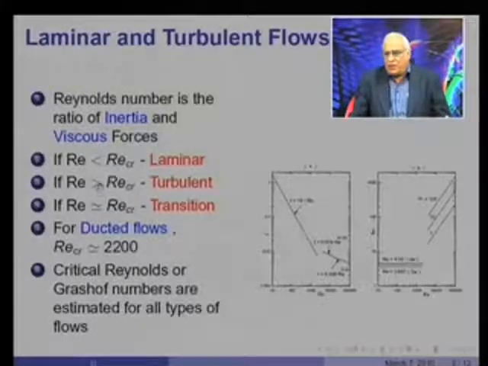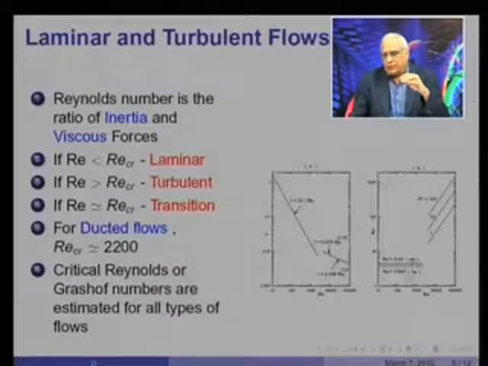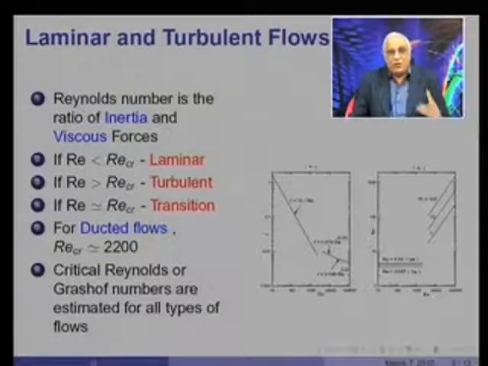If Reynolds number is greater than Reynolds critical, then we have turbulent flow, and the friction factor would be doing that. For these two cases, the heat transfer would look something like this. The Nusselt number would equal 4.36 if constant heat flux was applied at the wall, and it would be 3.67 if wall temperature was kept constant.